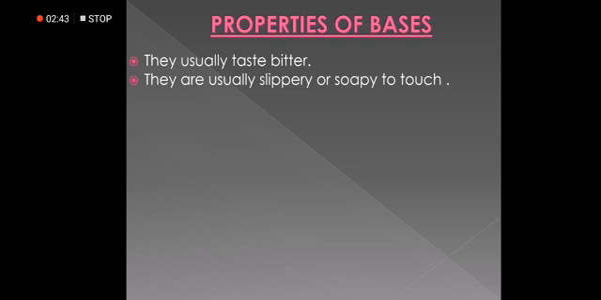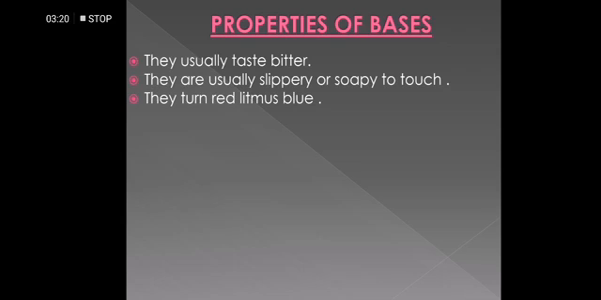Now, the next property is bases turn red litmus blue. When a base comes in contact with a red litmus paper, the color changes to blue. This indicates that the substance is basic in nature. But if a basic substance comes in contact with a blue litmus paper, what will happen? The color remains blue. There is no color change. This also indicates the substance would be basic or neutral in nature.